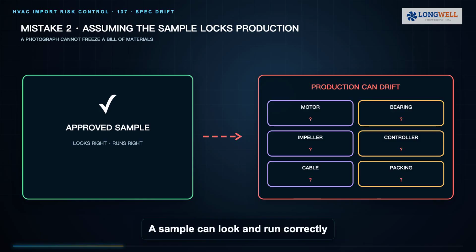A sample can look and run correctly while the purchase order leaves room to change the motor winding, bearing, polymer, impeller, controller, cable, connector, fastener, label, or packaging. A photograph cannot lock those characteristics. Create a released product identity with drawing revision, bill of materials or controlled attribute list, approved model code, critical suppliers or components where necessary, performance limits, label artwork, packaging specification, and reference sample status. The production order must point to that released identity, not to a chat message or an old attachment.